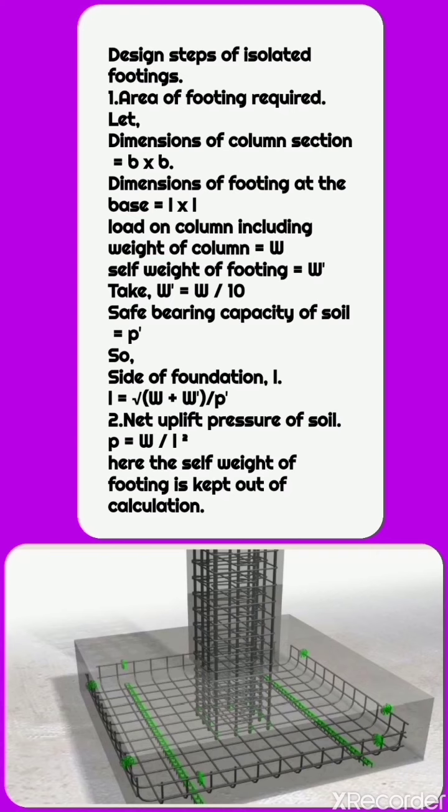2. Net upward pressure of soil. P equals W upon L squared. Here the self-weight of footing is kept out of calculation.